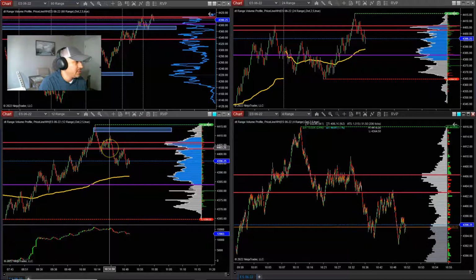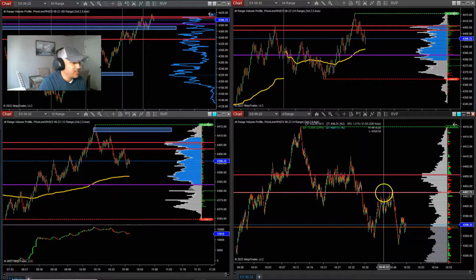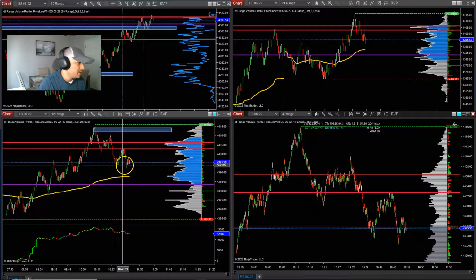This is an area of resistance. If you look at your four range, you can see it sitting right here. Price rejects that area, you can go short, okay? And that's what I did. I went short, back down to the low of this swing right here, okay? All right.